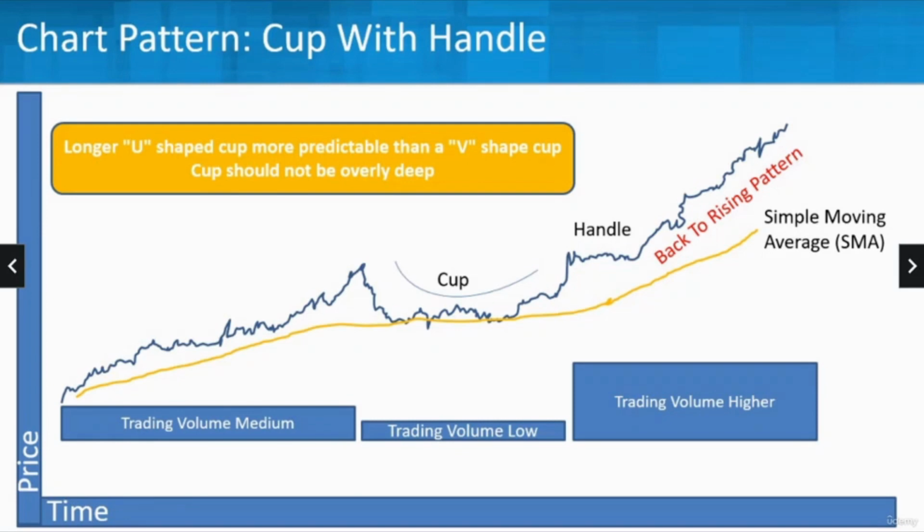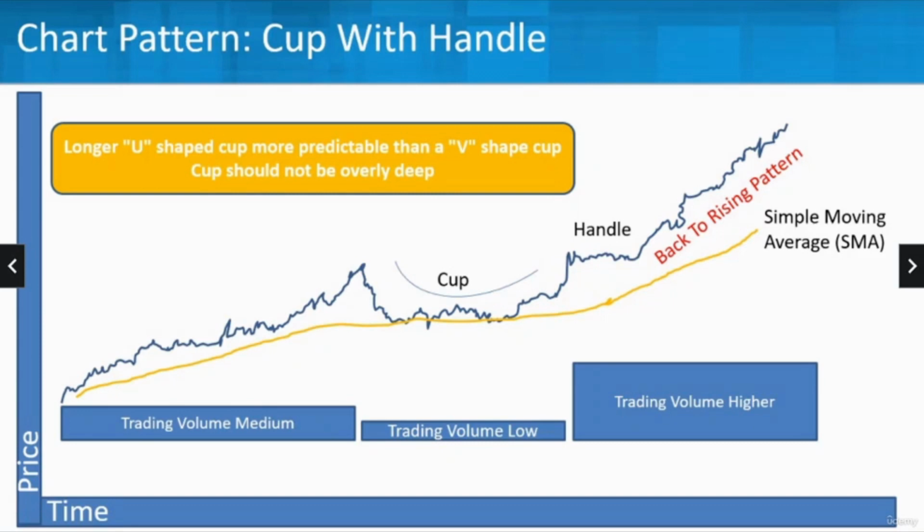Also, the cup shouldn't be overly deep. The idea is you've had some indecision, you have some profit taking, but it shouldn't be driven way down low. Certainly not driven below the simple moving average line. That's what helps us with our cup. So it should not be overly deep. If it was a really deep cup, then it might be that people are not as indecisive or taking profits. It might be an actual real trend reversal, and it's not really a cup and handle. It's actually something different going on.